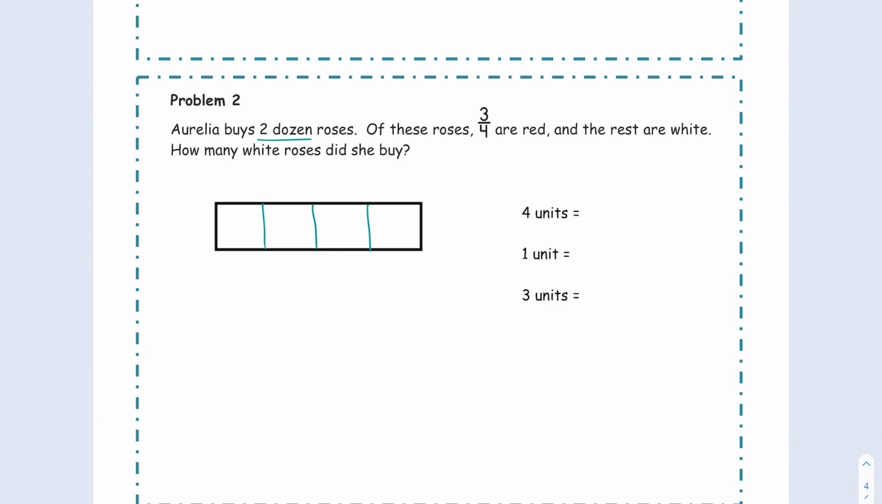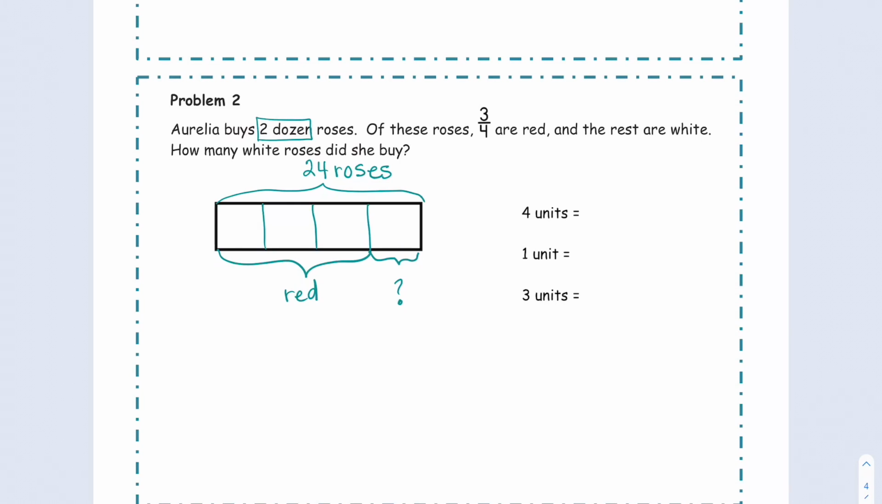And the total this time, they're trying to trick us, but it's 2 dozen. So 1 dozen is 12. So 2 dozen would be 24 roses. All right, so now we've got 4 units. It says 3/4 of these are red. How many are white?